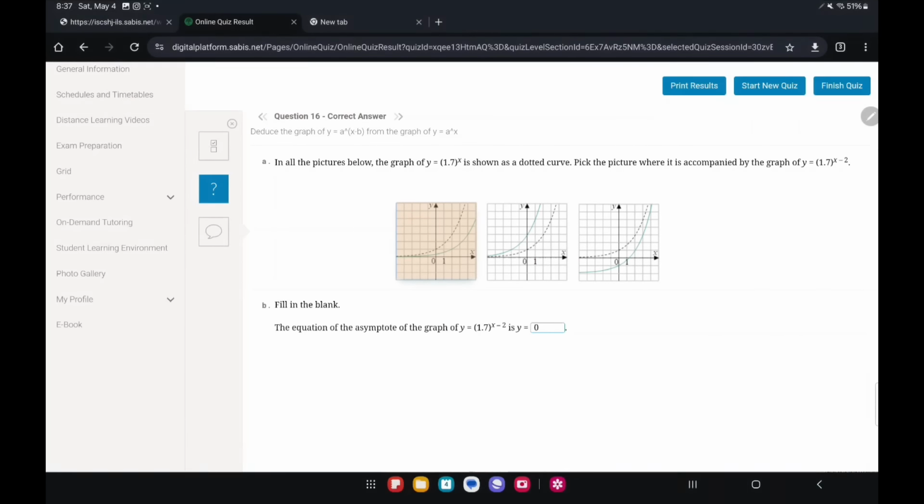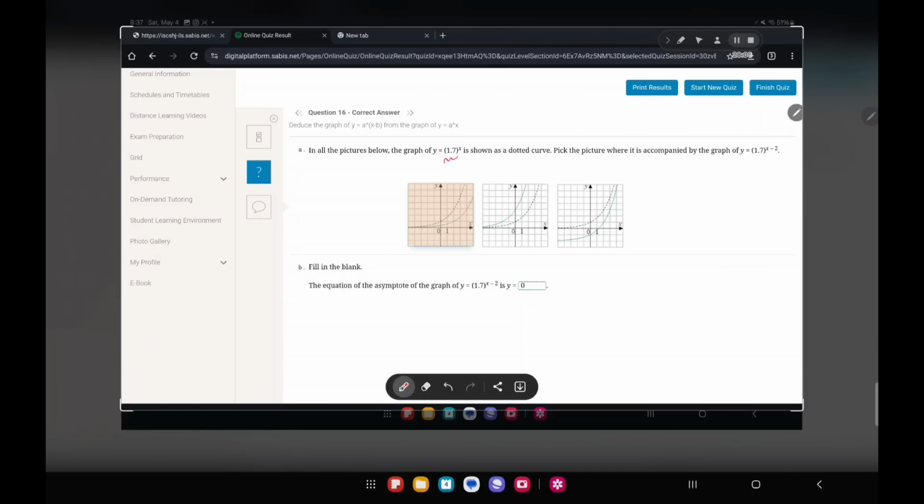Okay, question 16. Same thing, 1.7 to the x, and then they have 1.7^(x minus 2). When you have adding or subtracting in the power, that means I'm not going up or down, it's horizontal, it's going left or right. And since we're subtracting, remember with a horizontal shift, it's always the opposite. When you subtract, you go to the right, but when you add, you go to the left. So since we're subtracting, that means it's 2 to the right.